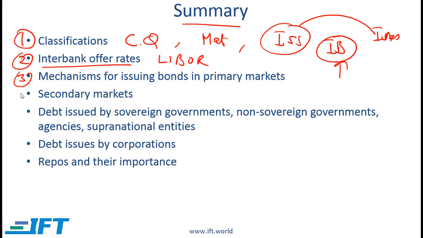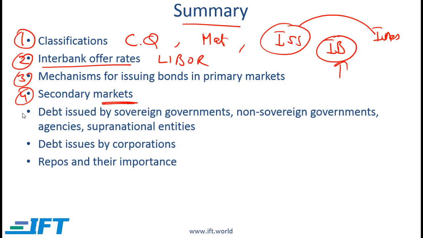Secondary markets are markets where investors buy and sell bonds to each other. After the bonds have been issued in the primary market, they then trade in the secondary markets, and here investors are buying and selling bonds. When bonds are bought and sold in the secondary market, funds do not go to the issuer.